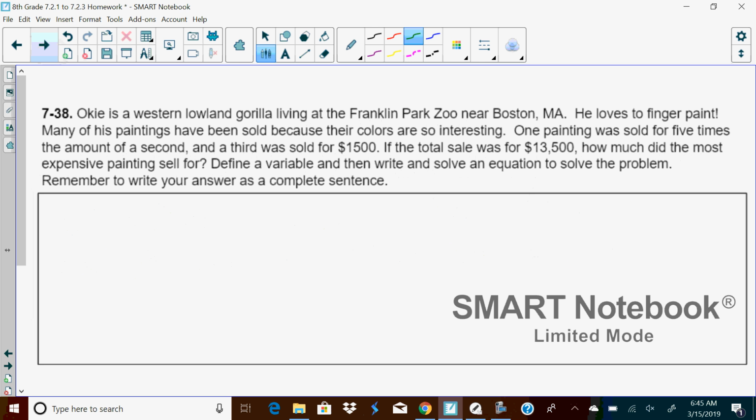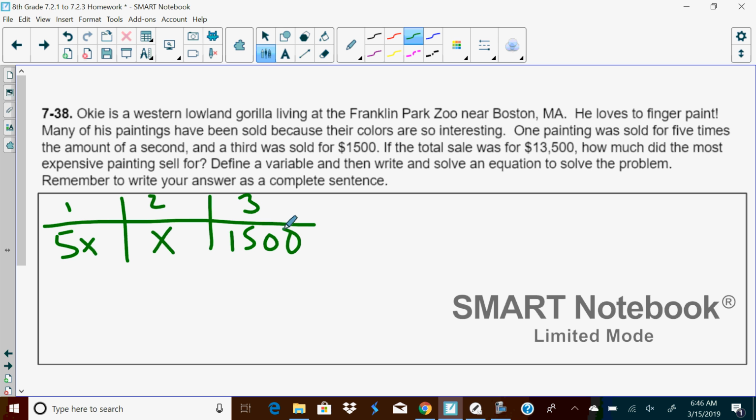Okay, problem 38. Oki is a western lowland gorilla living at the Franklin Park Zoo near Boston. He loves to finger paint. Many of his paintings have been sold because their colors are so interesting. One painting was sold for 5 times the amount of the second, and a third was sold for $1,500. The total sale was $13,500. How much did the most expensive painting sell for? So you have to define a variable, so I'm going to make a little table. I have first, second, third. So it tells me one sold for 5 times the amount of the second. So I'm going to make my second X and my first 5X, and the third sold for $1,500. Altogether, $13,500.